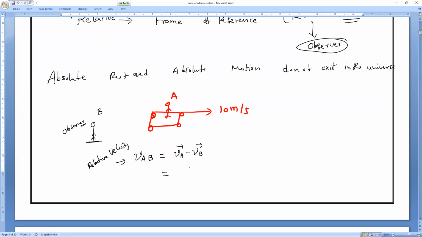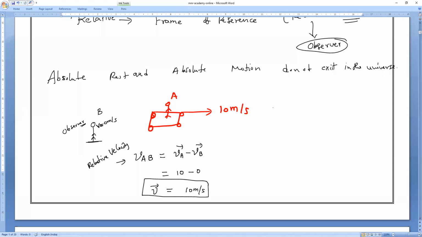Can you tell me now what the velocity of A is, everybody? The velocity of A is 10 meters per second, and B is at rest. So what is his velocity? Zero, because he is just standing and observing. So what is the relative velocity of A with respect to B, everybody? 10 meters per second. Understand, Laksha? Clear?